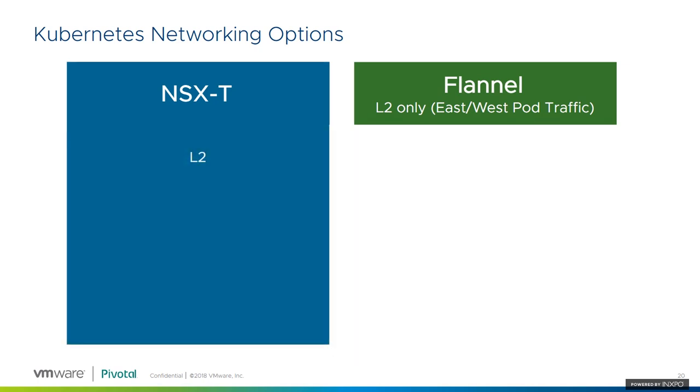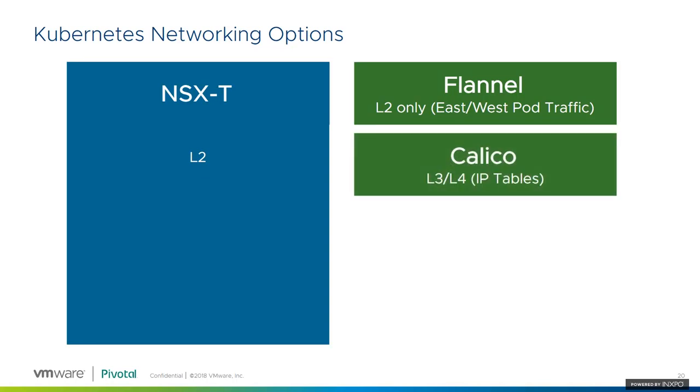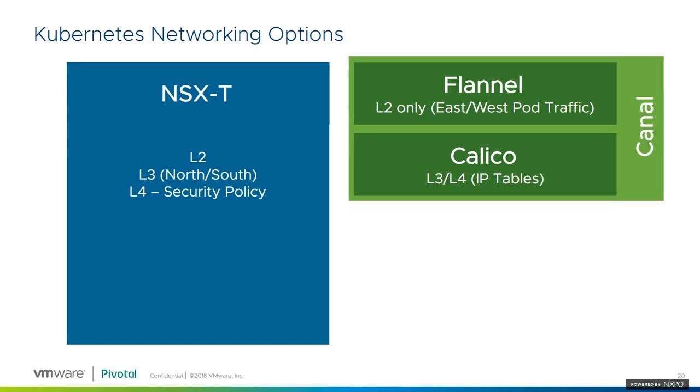Of course, NSX has this. It's got layer 2 connectivity. If you need layer 3, meaning I need to get out of the cluster, or I need to apply security, that's going to require another technology. In the open source space, it's called Calico. Okay, so that's going to give you the layer 3 and layer 4 connectivity. NSX has that included as a part of it.